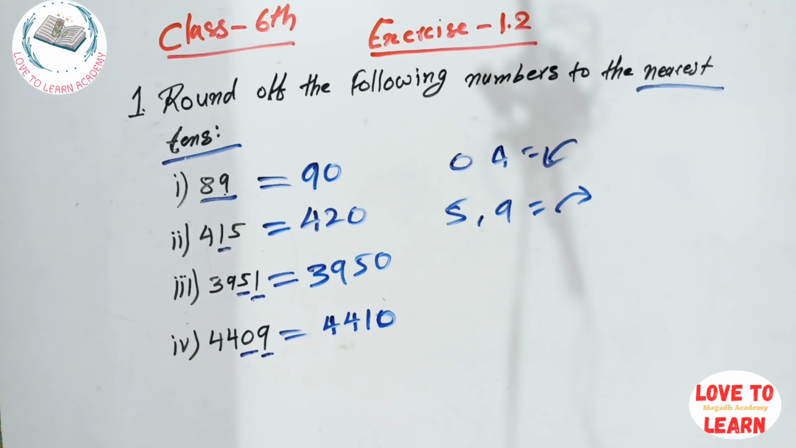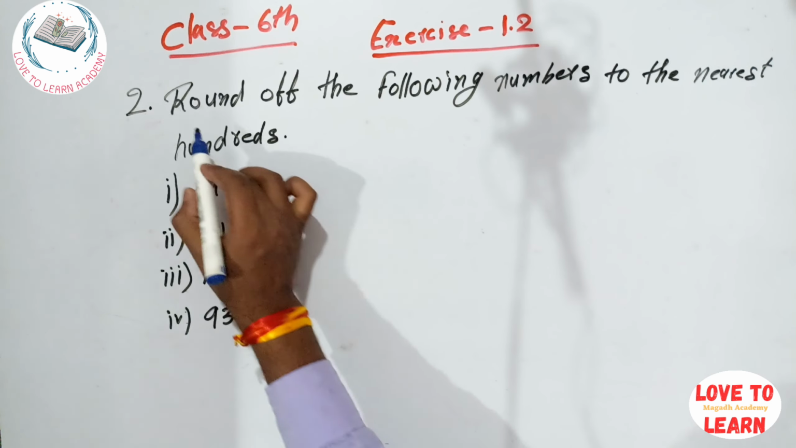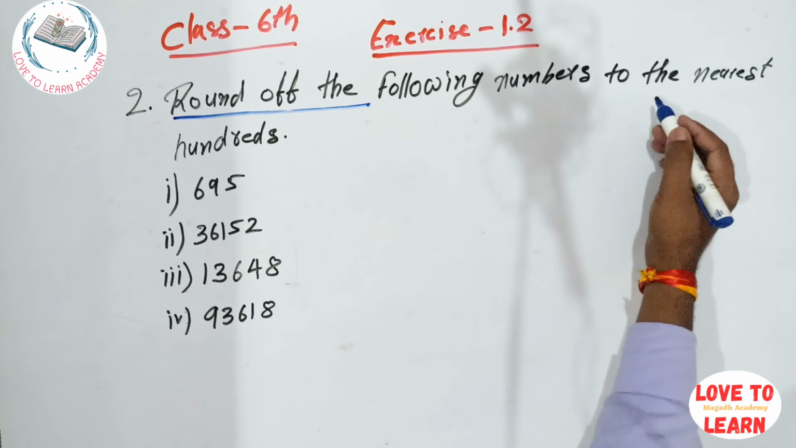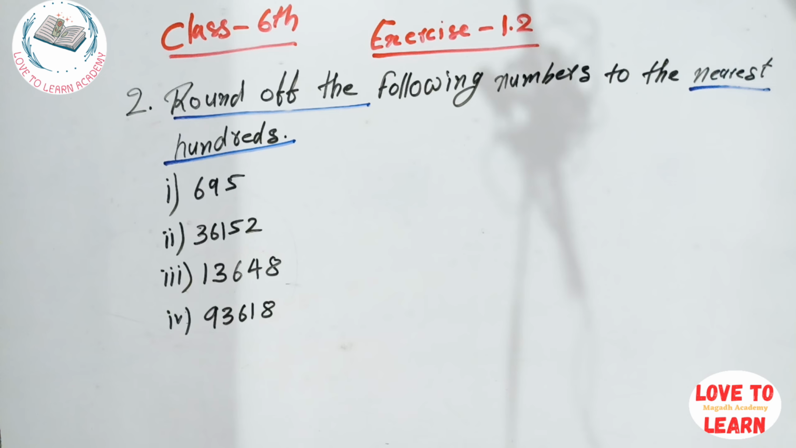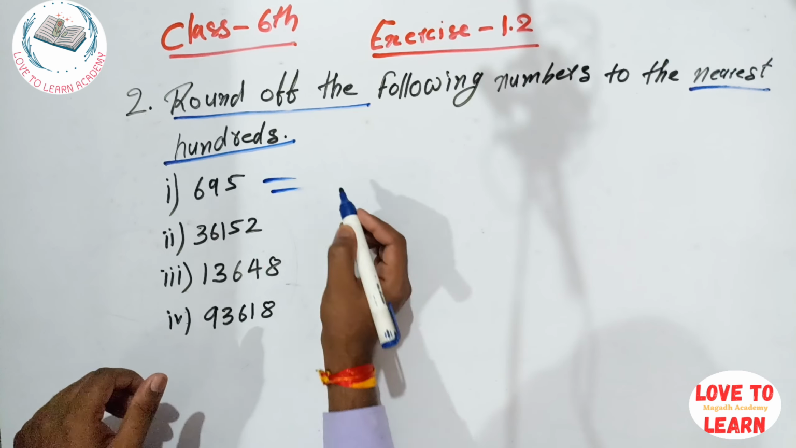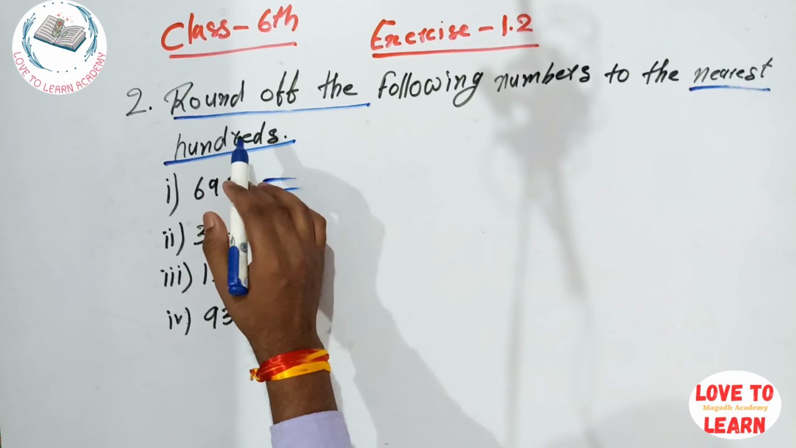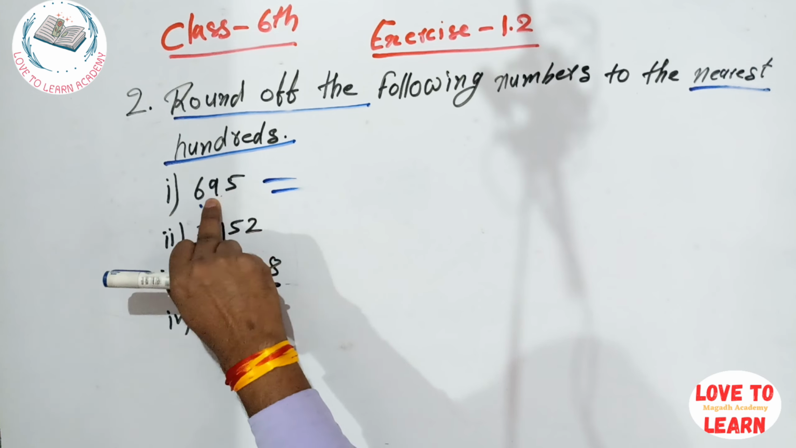Let's see question number 2. So this is our question number 2, and let's see. Question number 2 says round off the following numbers to the nearest 100. We have to round the numbers to the nearest 100. So this is our question number 1. In this, let's count ones, tens, 100. This is the 100.